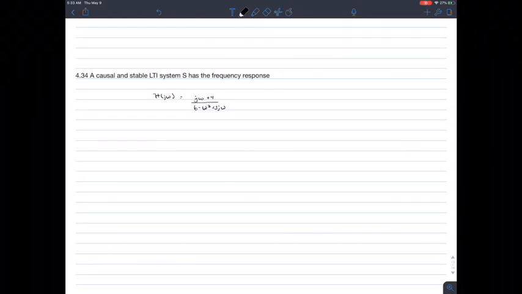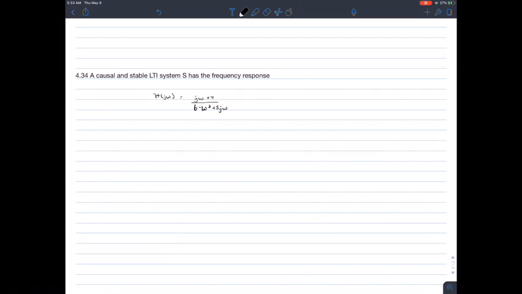Okay, so the final problem of this problem solving series. So we are going to be doing 4.34 from Oppenheim. A causal and stable linear time invariant system, S, has a frequency response of H of j omega, which is defined below. Defined really ugly. 6 minus omega squared plus 5 j omega. Okay?